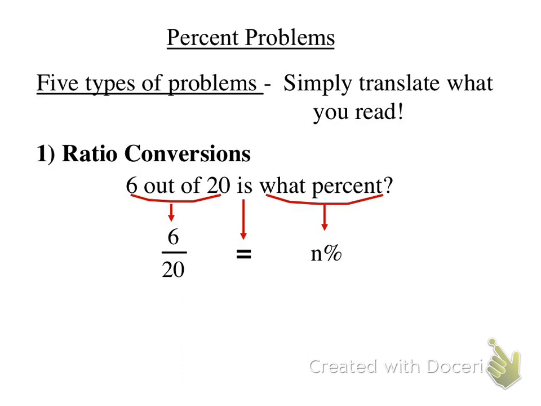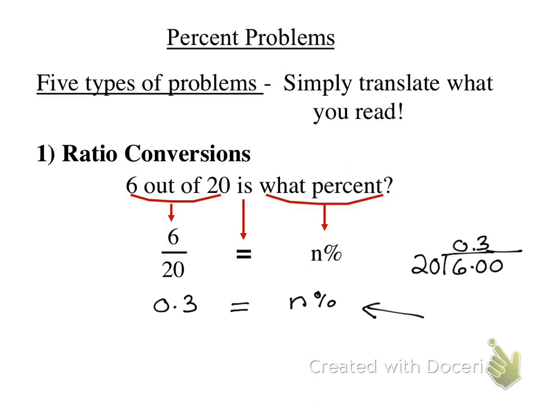Is means equal. Now, convert this to a decimal. 20 goes into 6. And what do I get? It's 0.3 equals n percent. To lose the percent on this side, what do I have to do to convert this to a percent? Move the decimal which way, right or left? It's a decimal and I want to go to percent. To the right, once, twice. So it's 30% equals n.